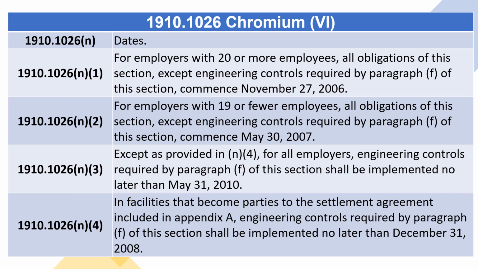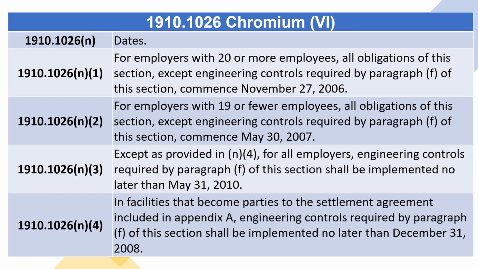1910.1026(n), Dates. 1910.1026(n)(1), for employers with 20 or more employees, all obligations of this section, except engineering controls required by paragraph (f) of this section, commence November 27, 2006. 1910.1026(n)(2), for employers with 19 or fewer employees, all obligations of this section, except engineering controls required by paragraph (f) of this section, commence May 30, 2007.